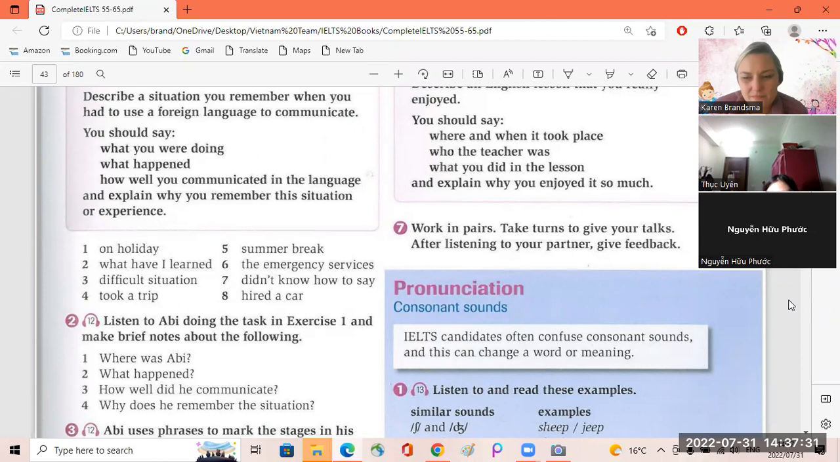A difficult situation was when we were going to meet my grandparents, but we had to go by bus. When I got on the bus, I was too small and I got sick. Oh, no. Okay, so that was a difficult situation.